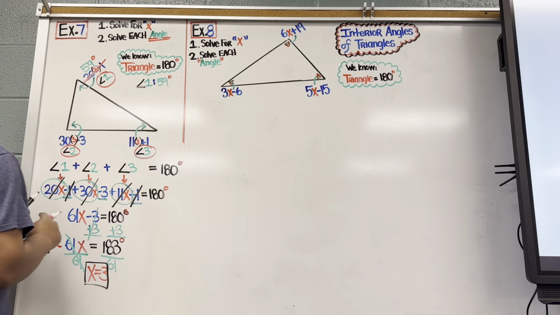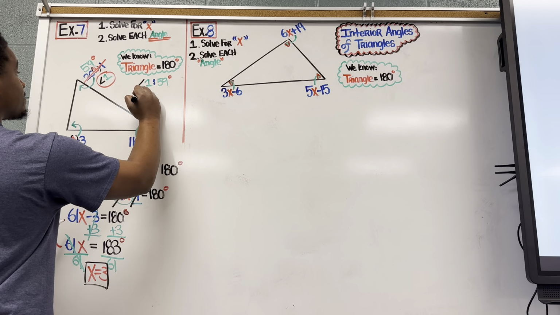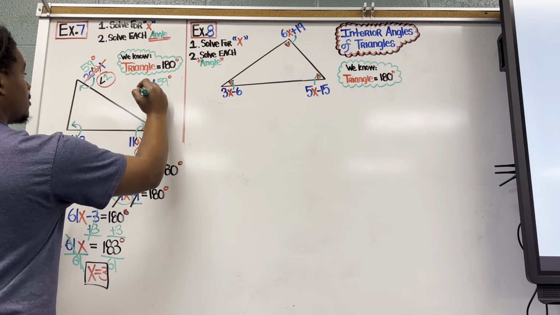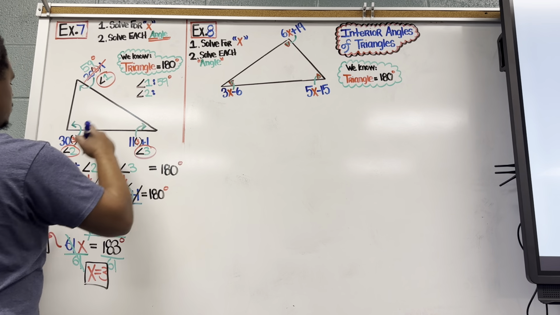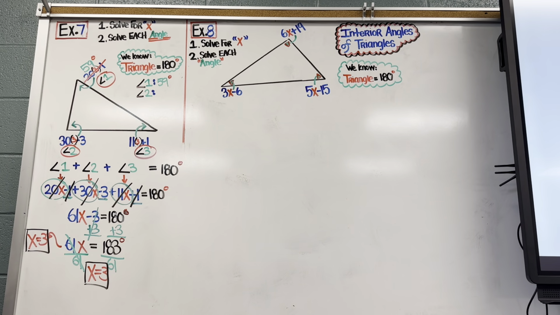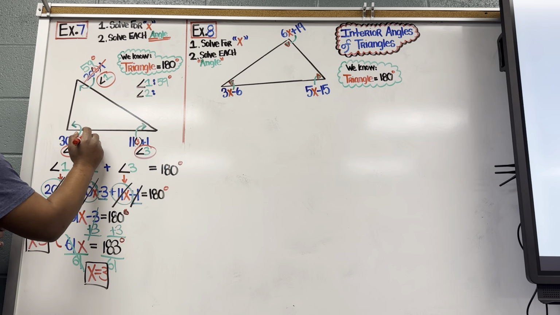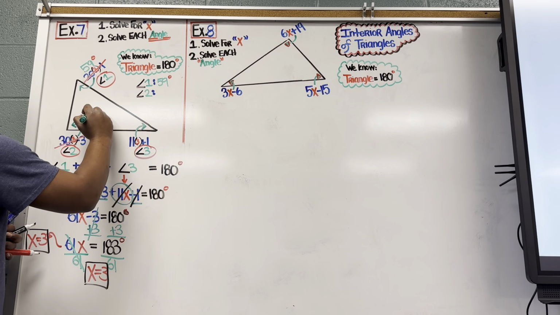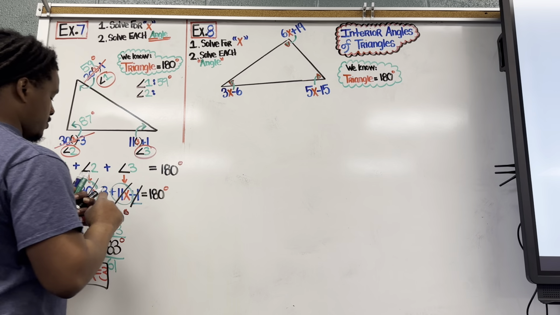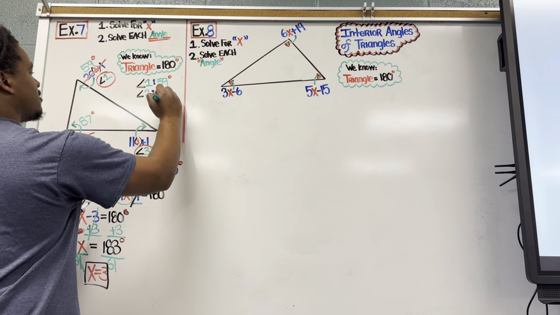Okay, let's look at angle 2. I have 30 times x, which is 3. So 30 times 3 is 90, and 90 minus 3 is 87. So angle 2 is 87 degrees.